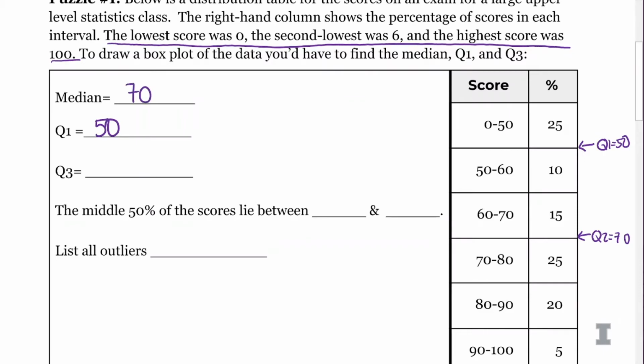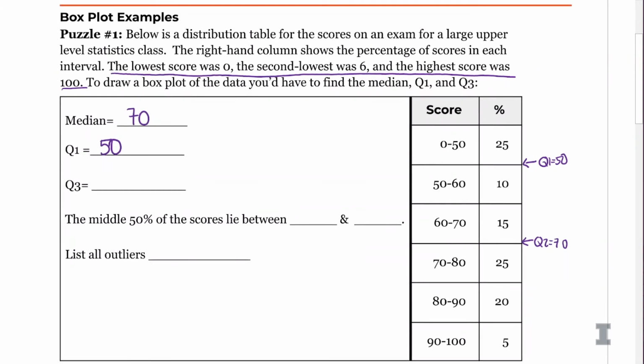And then if I keep going, right at 80, I have 25 plus 50. So that's the 75th percentile. So Q3 is going to be 80. So instead of calculating these from the exact data that we would be given, we're looking at these percentages and using what we know about quartiles and percentiles to figure out these numbers.